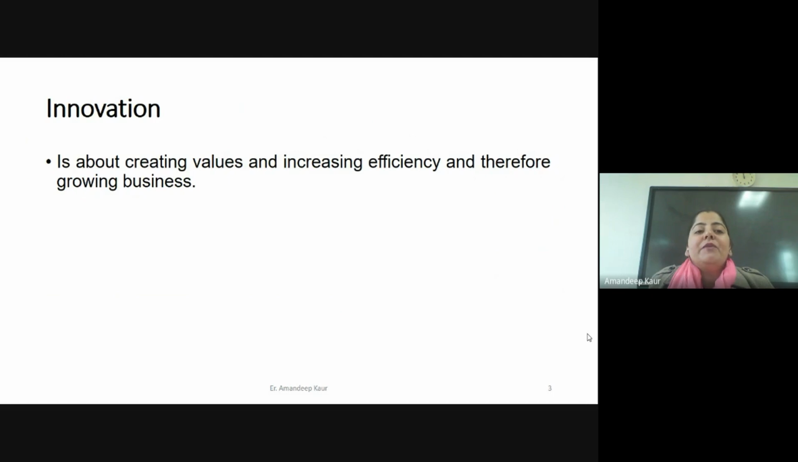When it comes to innovation, innovation is the business evaluation of creativity. It is about creating value, increasing efficiency and therefore growing business. The idea that can be converted into a profitable business is considered an innovative idea. So once students are able to think creatively, generate ideas, validate their ideas and then implement those ideas into something useful, that may be the innovation the student is able to do over a period of time.